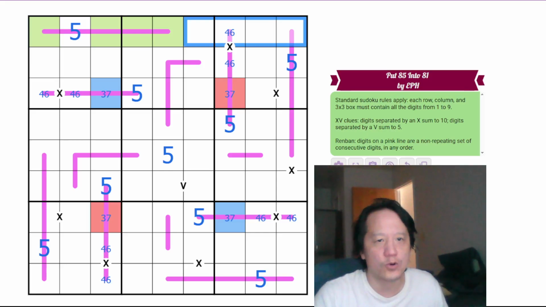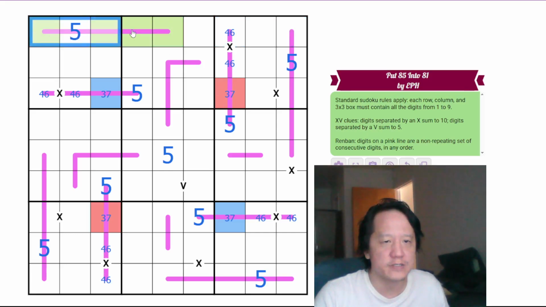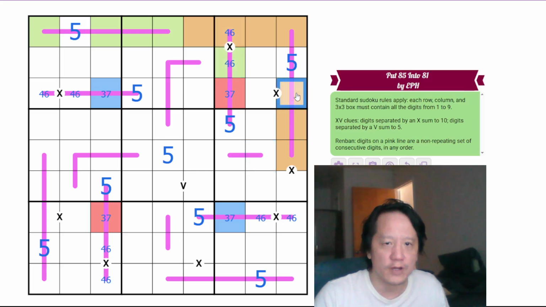1 through 4 could be here, or it could be 6 through 9 here. Either way, these have to be the other set. So these also have to be consecutive because we have a 4, 6 only as a possibility here. So these all have to be orange. Since this is orange, this must be green there.